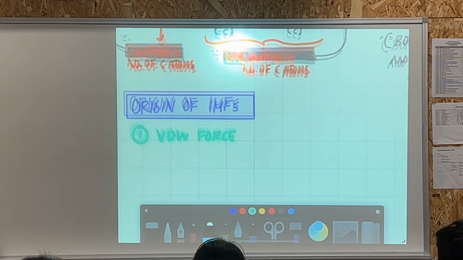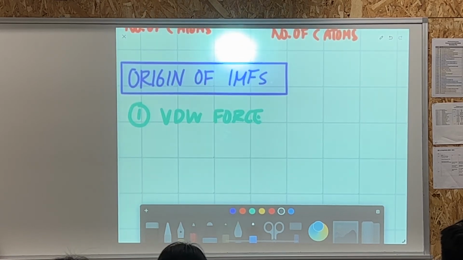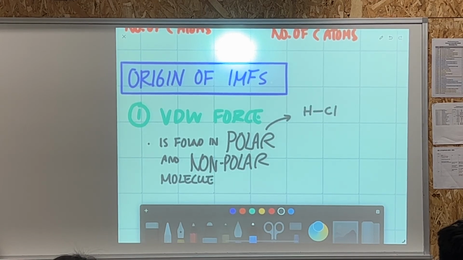Let's take a look at two molecules, and you tell me if there are attractions between the molecules, and why. So we have the HCl molecule. Let me give you an introduction sentence here. Van der Waals force is found in polar and non-polar molecules. Let's just take HCl and Cl2 as an example.